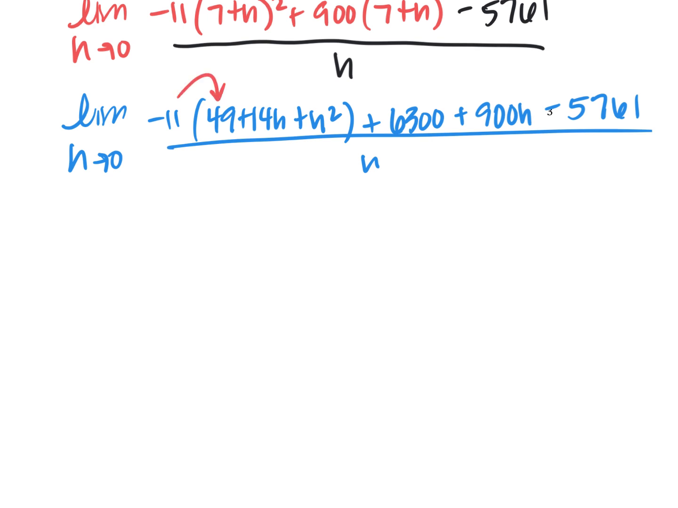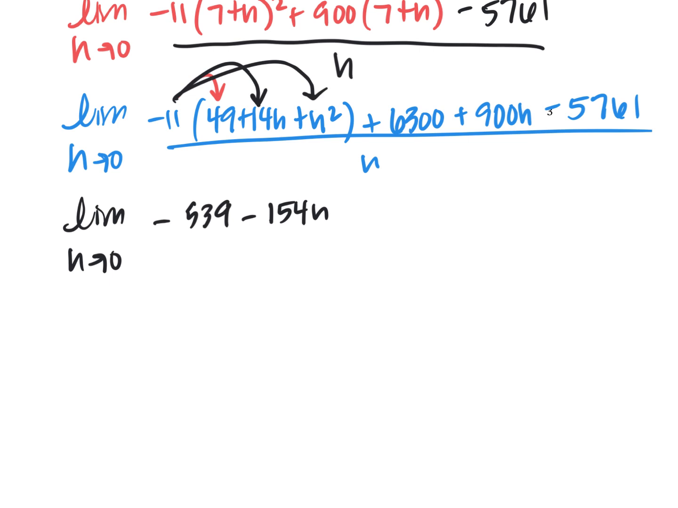Negative 11 times 49. What did you all get with that part? Negative 539. Thanks, Mar. Negative 11 times 14. Negative 154. Agreed. Minus 154h minus 11h squared. And then before I write the rest, I'm going to combine these two. What's 6,300 minus 5761? 539. Thanks, bud. So negative 539 plus 539 plus 900h, all that still over h.